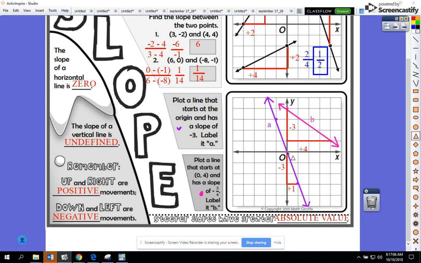You can also backtrack and still keep it aligned. So instead of going down 3 and to the right 1, I could go up 3, but I'd have to go to the left 1 to keep it aligned.